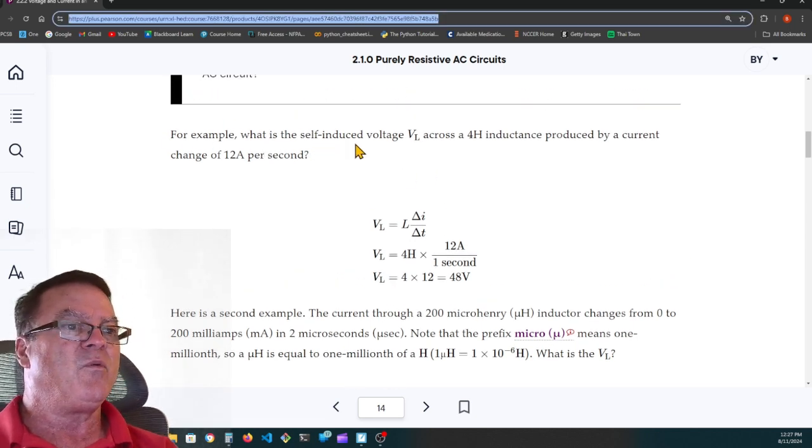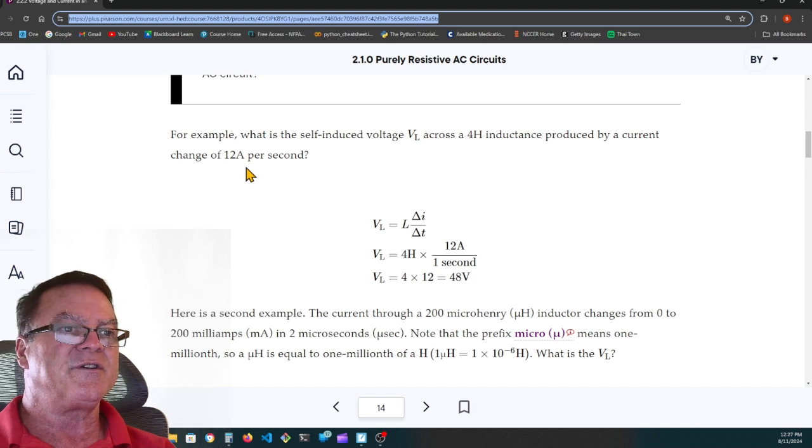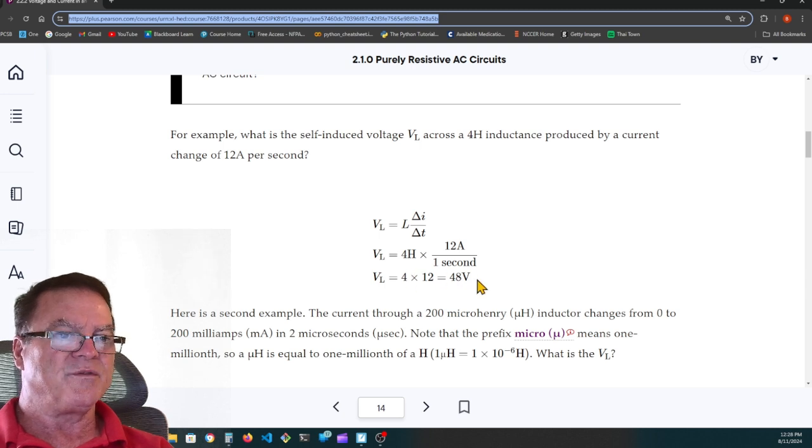It says, for example, what's the self-induced voltage VL across a 4 Henry inductance produced by a current change of 12 amps? So 4 Henrys times 12 amps divided by 1 second. That's 4 times 12 equals 48 volts. We end up with 48 volts.